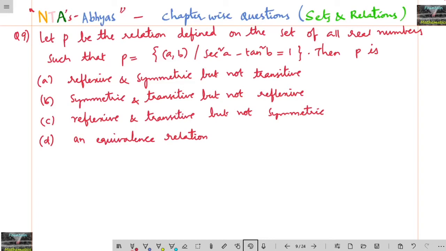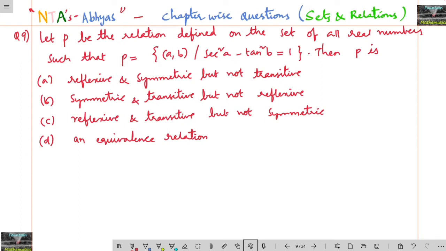Students, let's continue NTA Abhyas chapter wise questions, sets and relations. Question number 9. Let P be the relation defined on the set of all real numbers such that P is equal to (A, B) such that secant square A minus tan square B is equal to 1. Then P is, again the four options are given with respect to reflexive or symmetric or transitive, and we have to verify whether they are reflexive, transitive and symmetric, or all the three will satisfy or not.